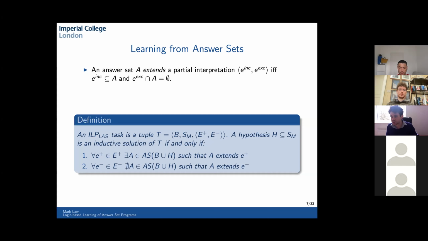Now, going back to what I was saying before, I said that in general, we need a combination of both brave and cautious reasoning in order to learn general ASP programs. It's our positive examples that enable the brave reasoning, because they say what should be true in at least one answer set of the learned program. And our negative examples enable the cautious reasoning, because by saying what should be true in no answer set of the program, you can equivalently represent what should be true in all answer sets of the program.